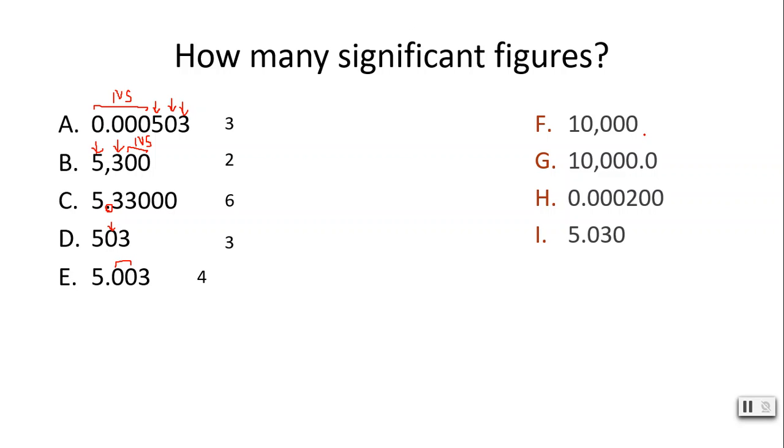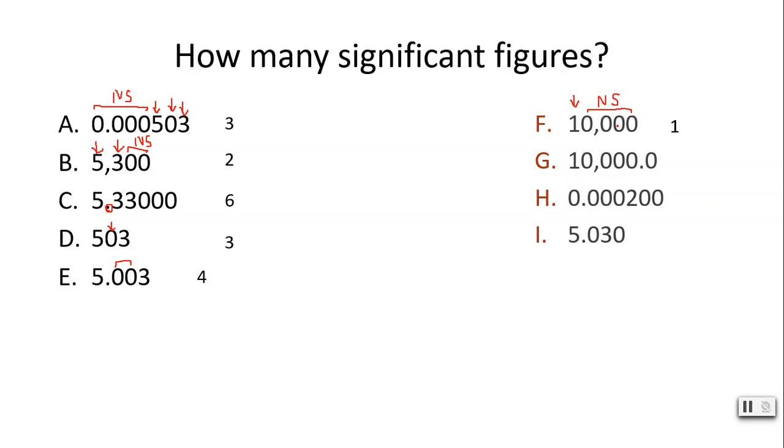Letter F, 10,000. Got the 1, that's a non-zero, so that's definitely significant. And then I have these zeros and no decimal point. Since there's no decimal point, those zeros fall under the ambiguous rule, so they are not significant. So F, this number 10,000, would have a total of 1 significant figure.